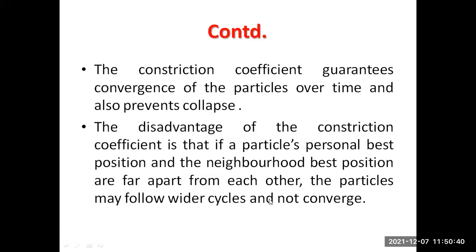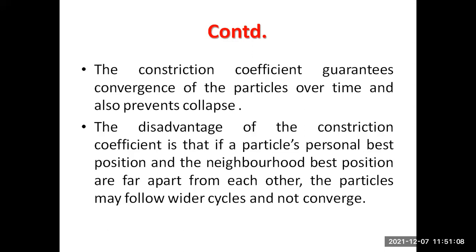Okay, so the constriction coefficient guarantees convergence of the particles over time and also prevents collapse. The disadvantage of the constriction coefficient is that if a particle's personal best position and the neighborhood best position are far apart from each other, the particles may follow wider cycles and not converge.